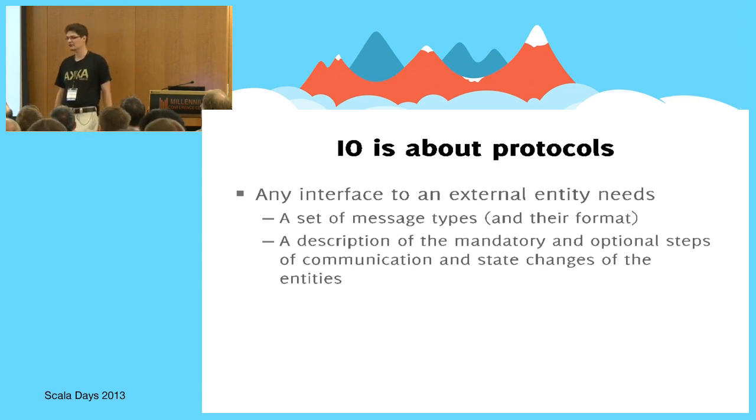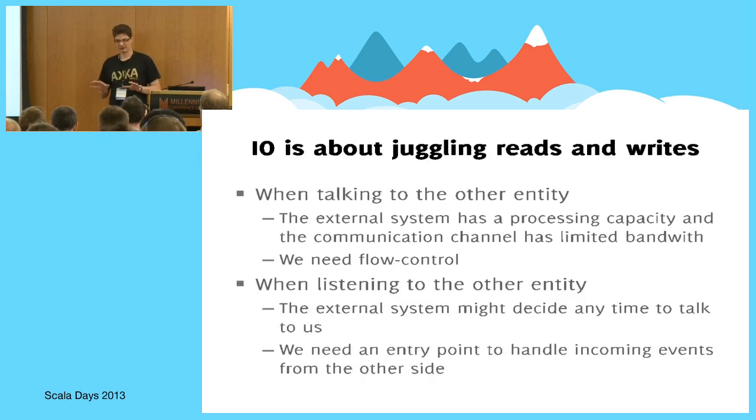IO is always about protocols. A protocol is always a set of messages and a script that drives, at certain points in time and in certain states, what kind of messages a system can produce and what kind of messages it accepts and consumes. This is very important because we want to design an API, and since we want to have an IO layer, which is mostly about networking, we want an abstraction that really fits well with protocols.